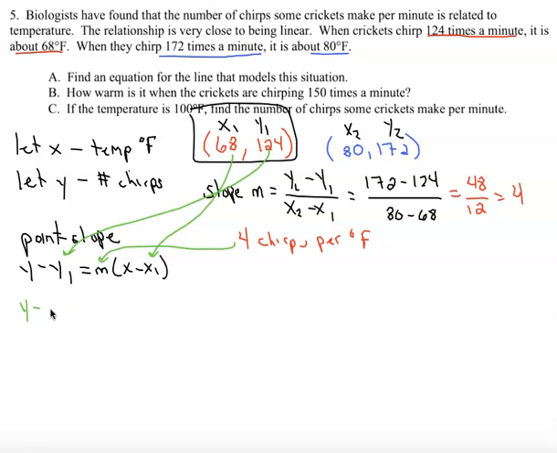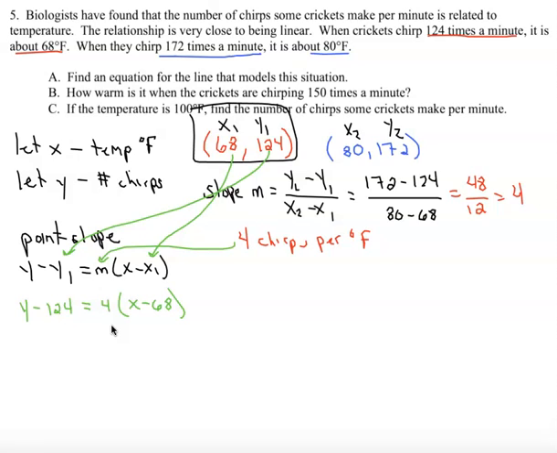So y minus 124 equals 4 times the quantity x minus 68. Technically that's my equation. It says write the equation. It didn't say what form to write the equation in, so this would actually suffice. This is point slope form. It's a linear equation, so I'm done.